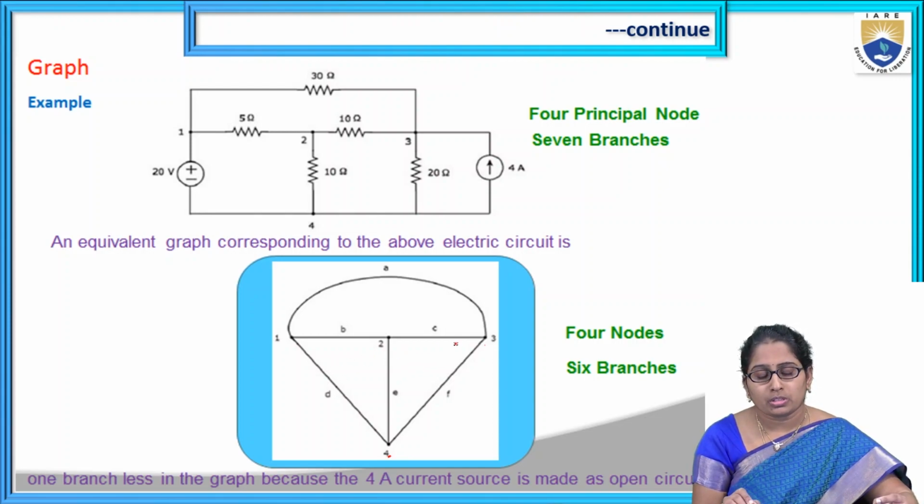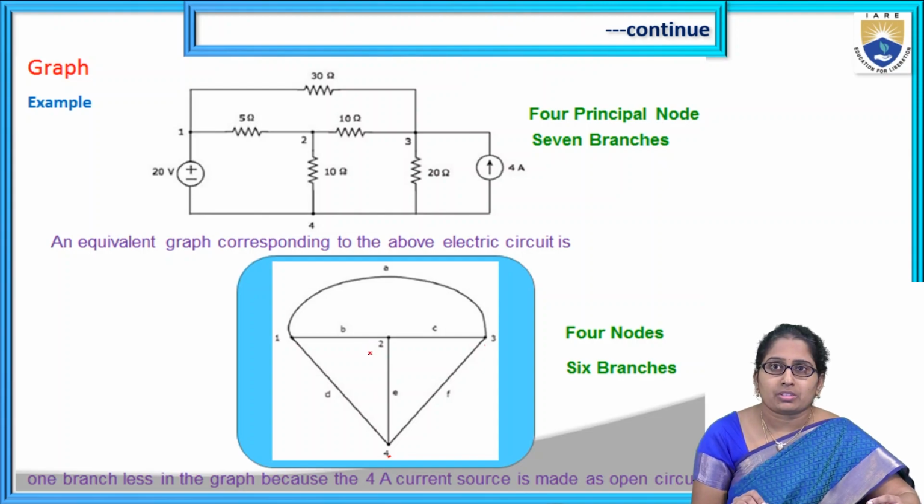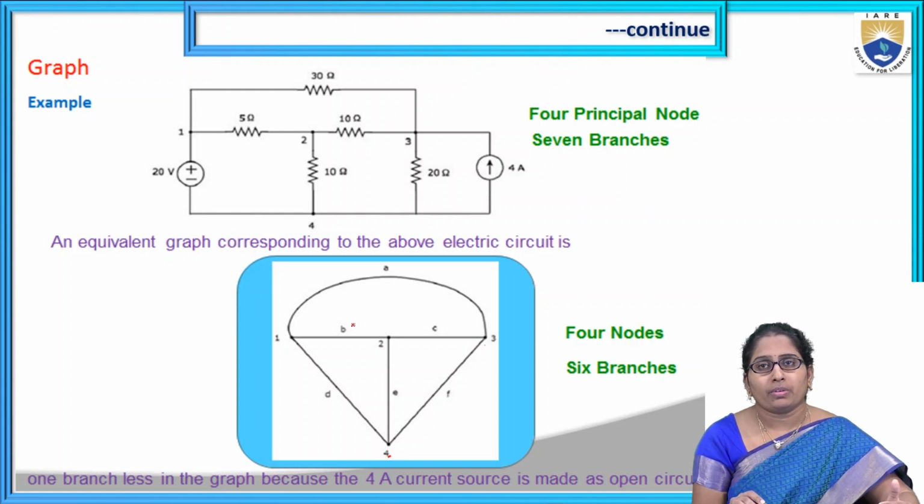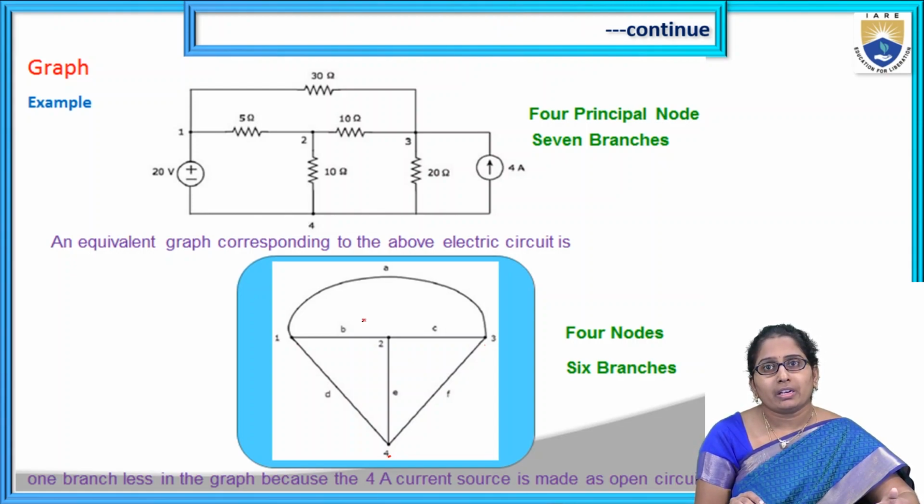First mark the nodes. Now draw the branches. So we know how to get the branches, the line segments. Just now in the previous slide you have seen, we have to replace voltage sources and passive elements with a short circuit, and current source with open circuit.